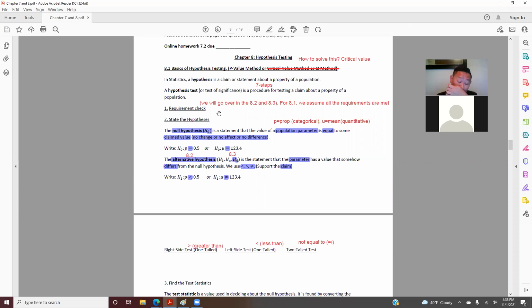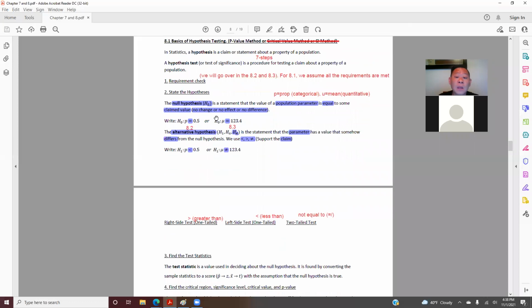So step 2 is where we do your hypothesis statement. We have 2 types of hypothesis statements, the null hypothesis and the alternative hypothesis. The null hypothesis is where the population parameter is equal to a claim value. That means there's no change, no effects, or no difference. The alternative hypothesis, which we denote as HA, is where the parameter is somewhat different from the claim value. We always use less than, greater than, or not equal to.